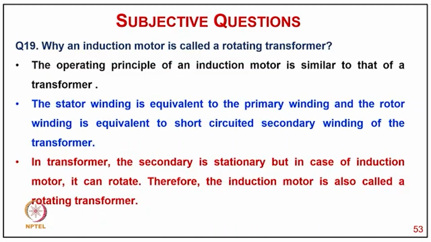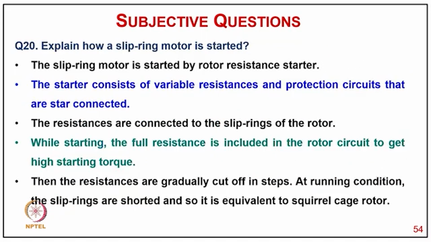Now, question 19: why is an induction motor called a rotating transformer? The operating principle of induction motor is similar to that of transformer. The stator winding is equivalent to the primary winding, and the rotor winding is equivalent to the short circuited secondary winding of the transformer. In transformer, the secondary winding is stationary, but in induction motor it can rotate. Therefore, the induction motor is also called a rotating transformer.